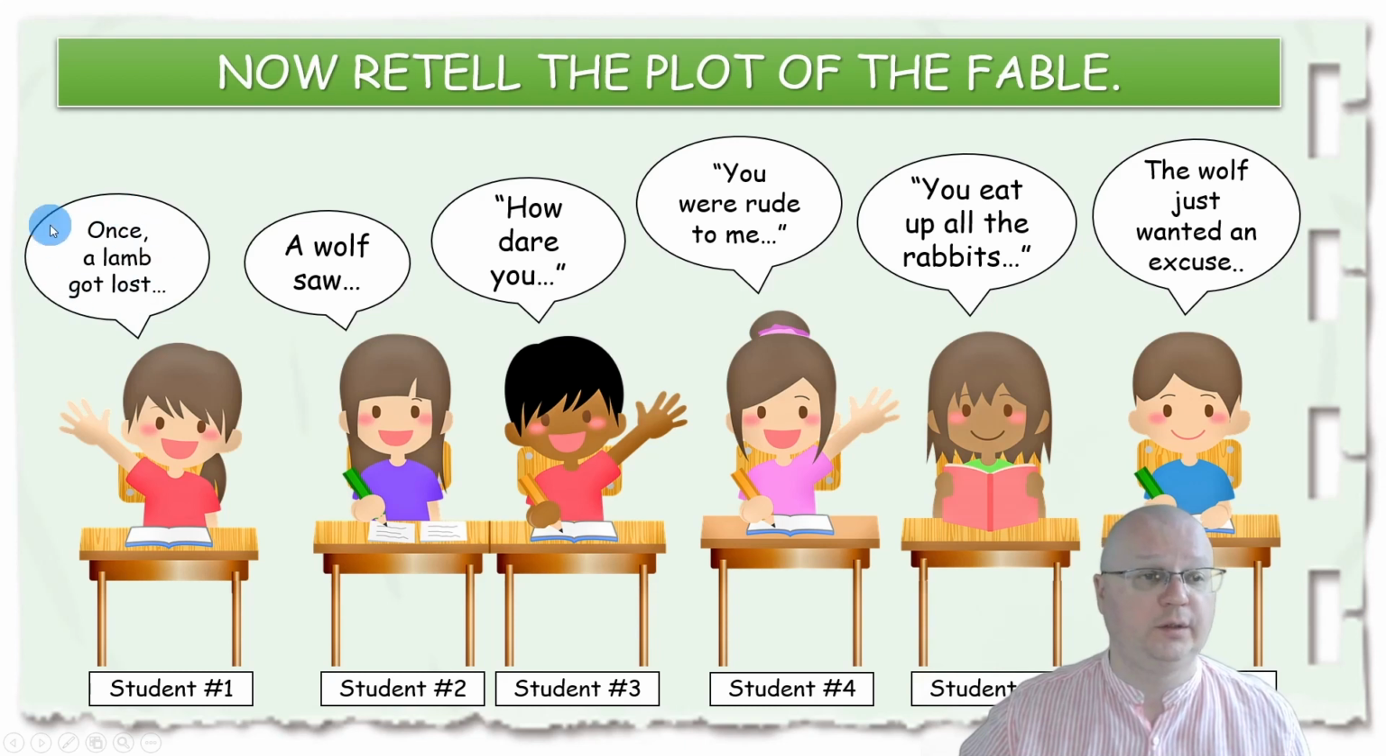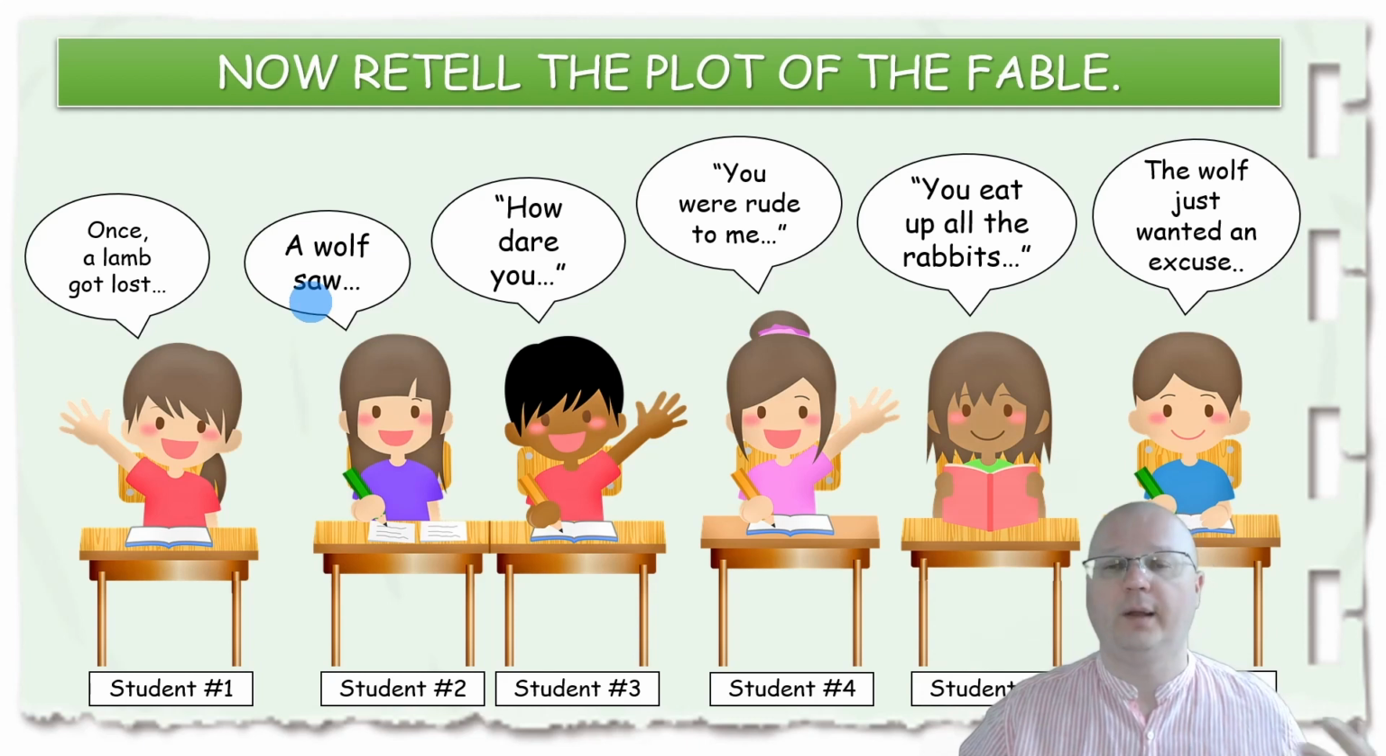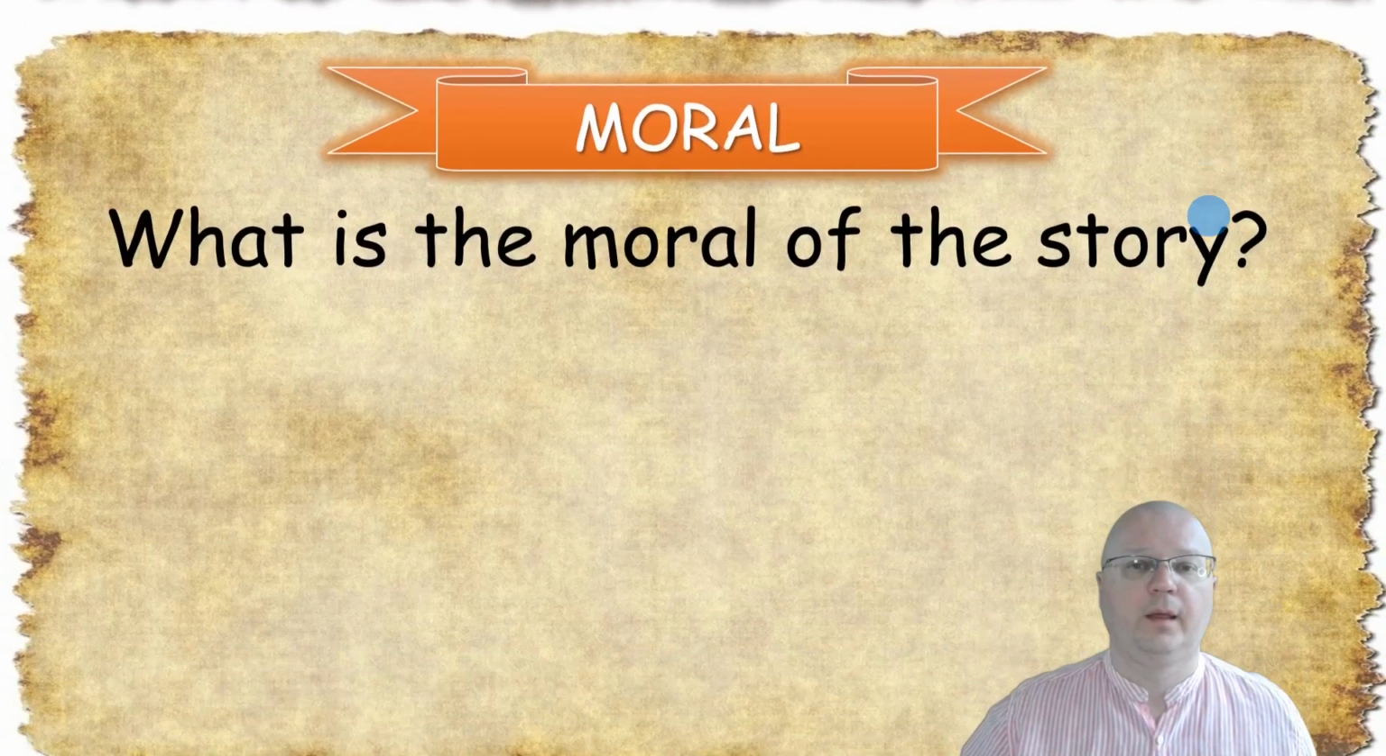So the first student is going to say, once a lamb got lost in the forest and couldn't find a way home. The next one could say, a wolf saw the lamb and he wanted to eat him. And so on. So these sentence starters are going to help them to collect their thoughts and put everything they want to say together. And the last student is going to finish the story.